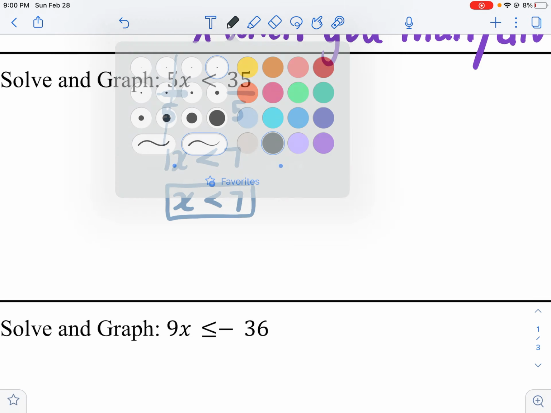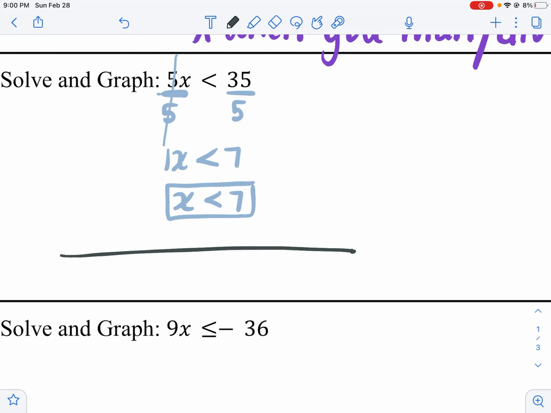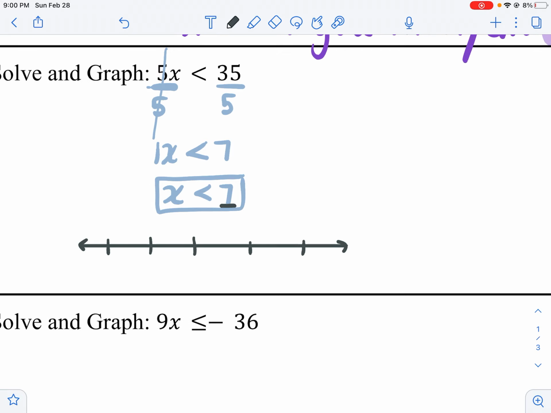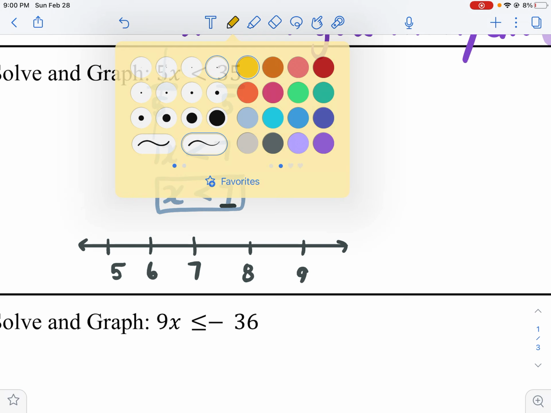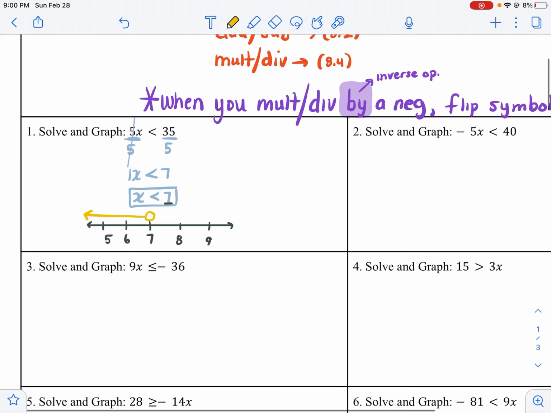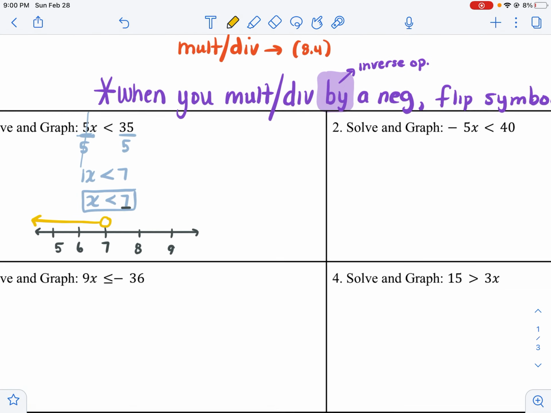And I'm going to draw a number line. My rule of thumb is to do 5 hash marks, 5 values, with the one we're talking about, 7, right in the middle. So 5, 6, 7, 8, and 9. Now, since it's x is less than 7, since we're not including the 7, we would go open circle on 7, and less than goes to the left. Now, our second question is very similar.